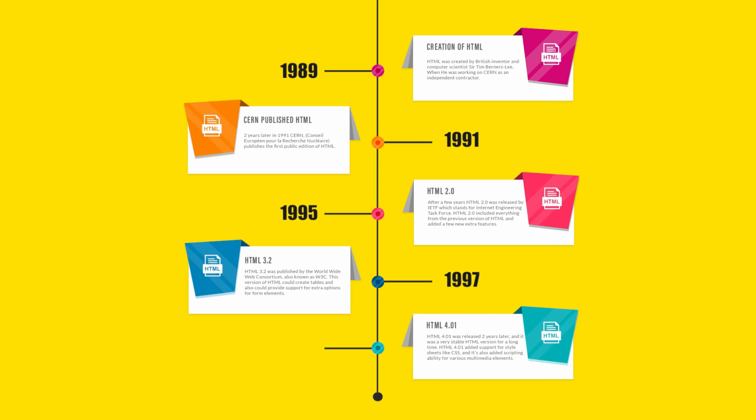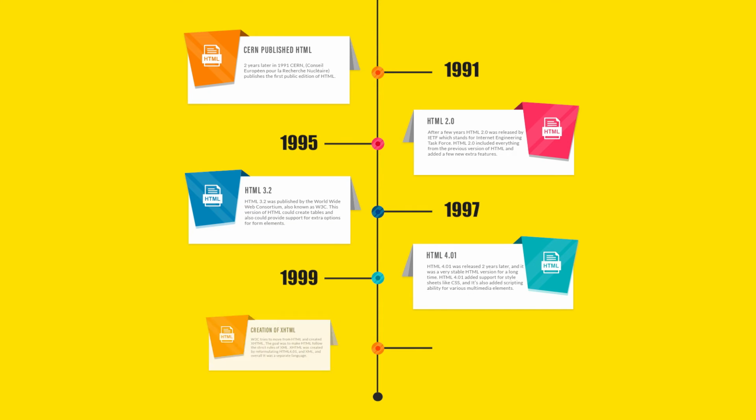And after that, HTML 4.1 was released in December 1999, and it was a very stable HTML version for a long time. HTML 4.1 added support for style sheets like CSS, and it also added scripting ability for various multimedia elements.